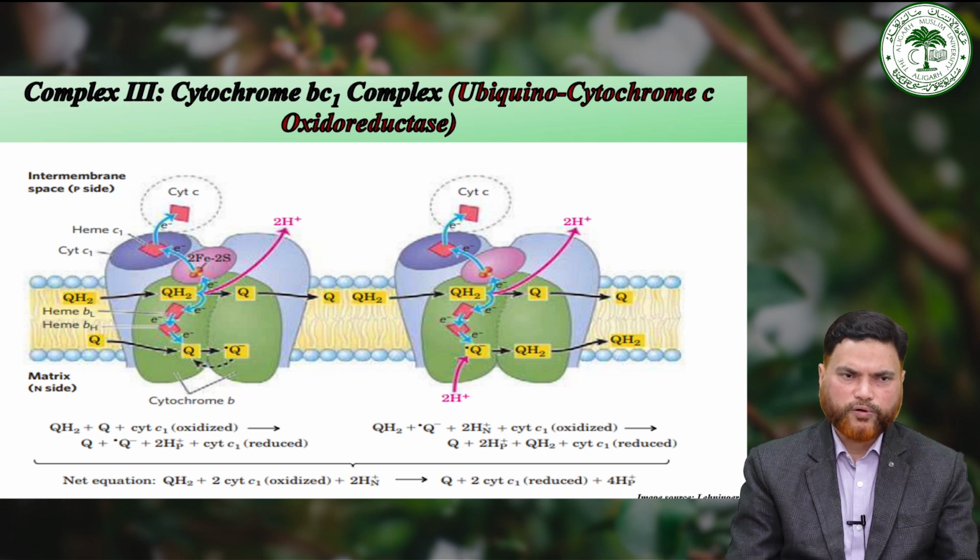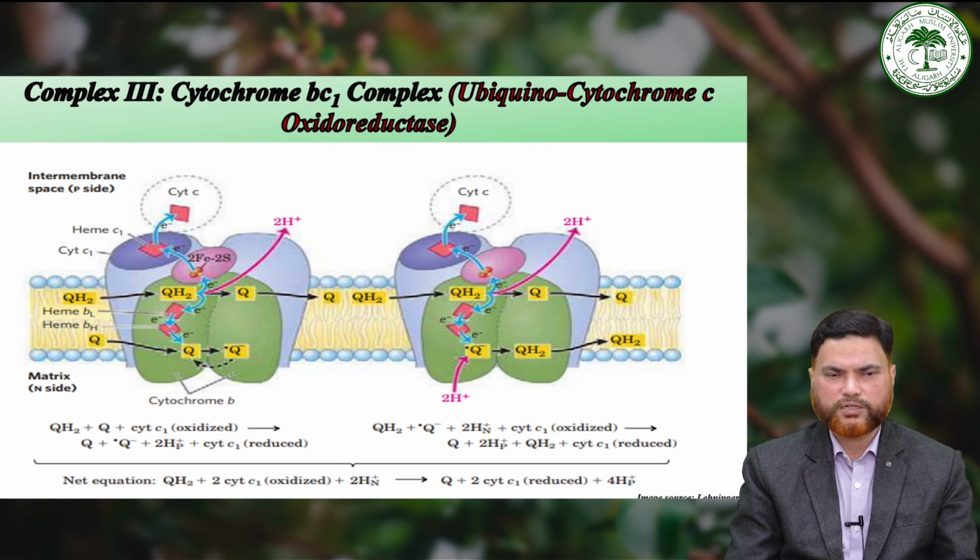Now, the question arises where this complex is localized. As I have shown in my earlier slides, this complex is also located in the inner mitochondrial membrane. You see this inner mitochondrial membrane, and it plays a very central role in the transfer of electrons from reduced coenzyme Q to cytochrome C, ultimately contributing to the generation of ATP.